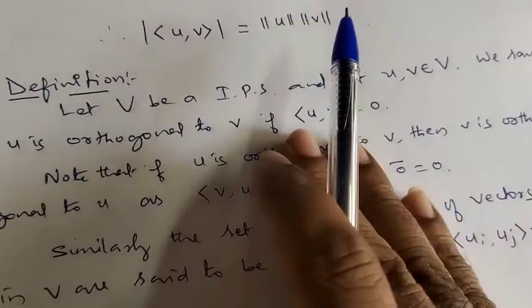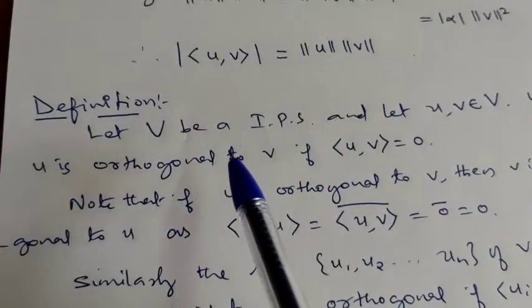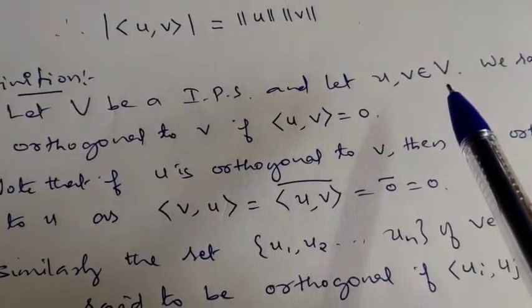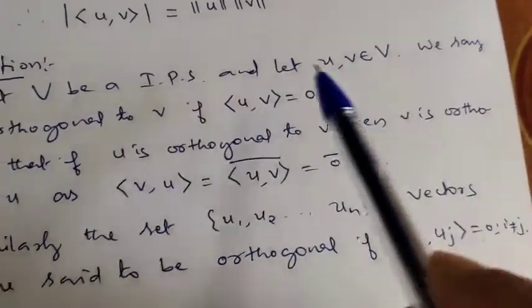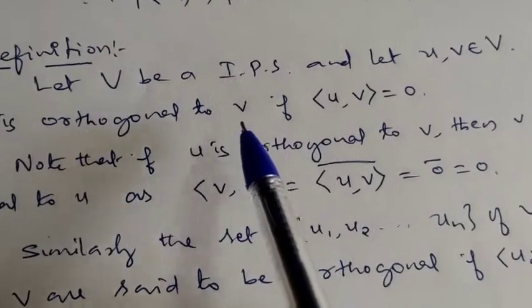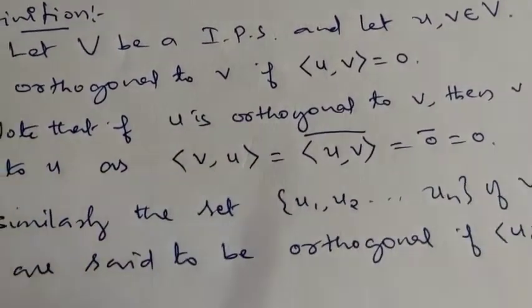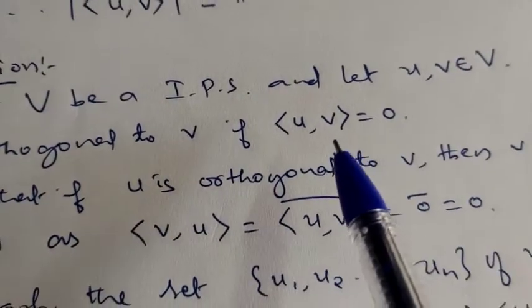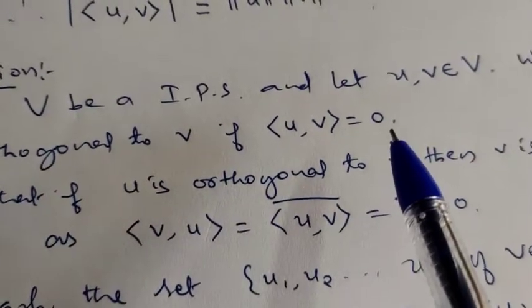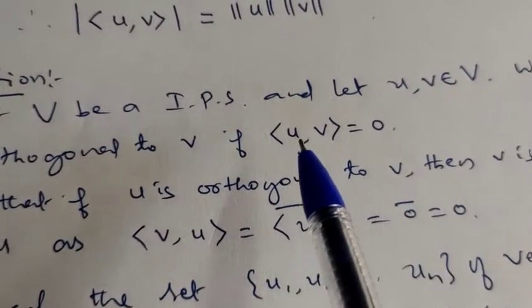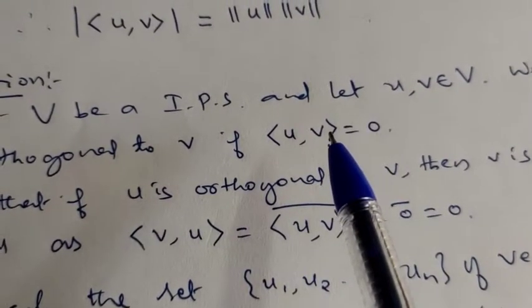Now, let us take up the other definition. Suppose V is an inner product space, and suppose u and v are any two elements of V. We say u is orthogonal or perpendicular to v if the inner product of u comma v is 0.